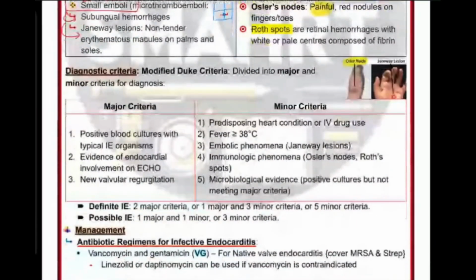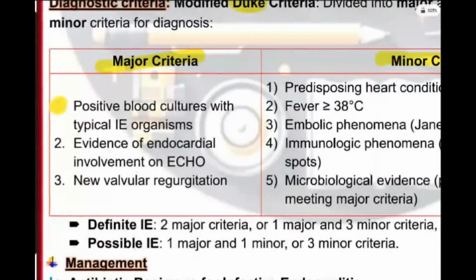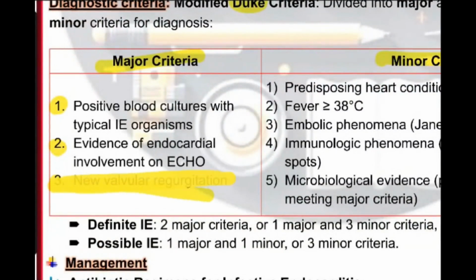How are you going to diagnose? Duke criteria, modified Duke criteria. Everybody knows it has major criteria and minor criteria. Remember three major criteria. Among them is new valvular regurgitation, or evidence of new disease on echo. Positive blood culture, obviously, is a major criterion.